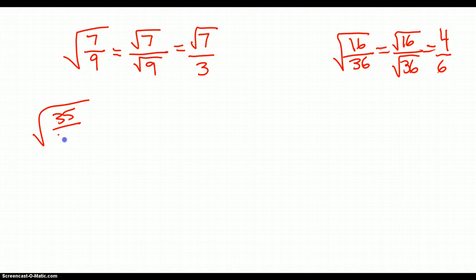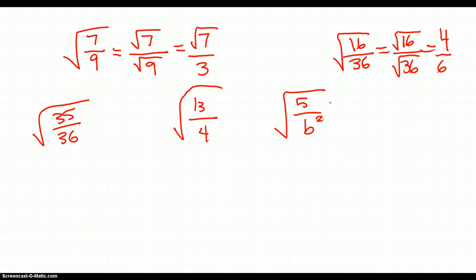35 over 36. 13 over 4. And 5 over b squared. Pause it, try those, and come back.